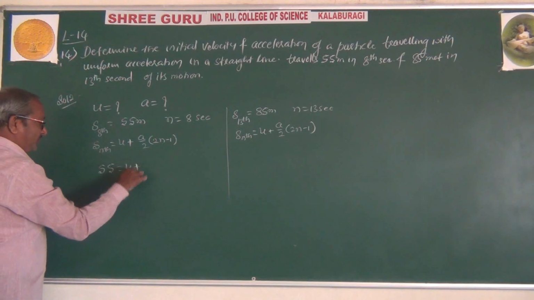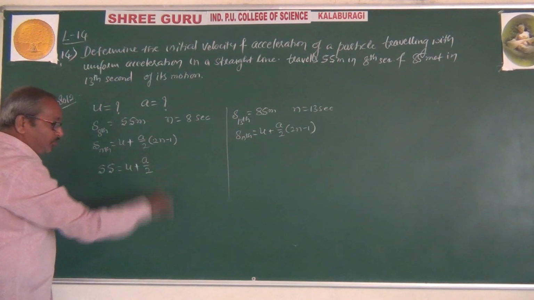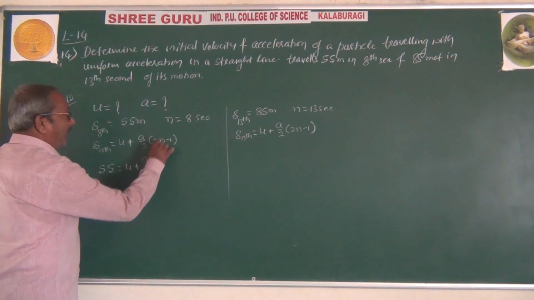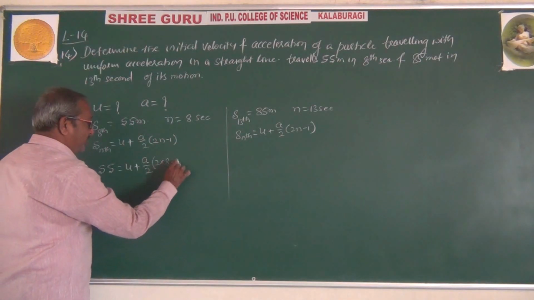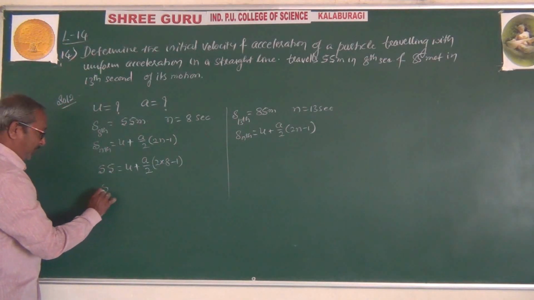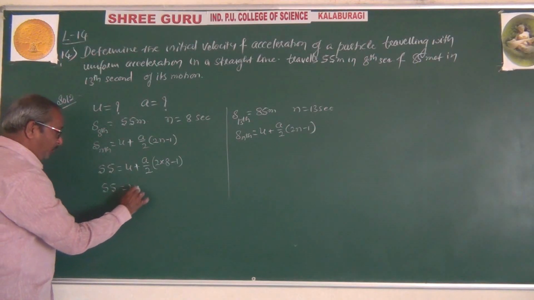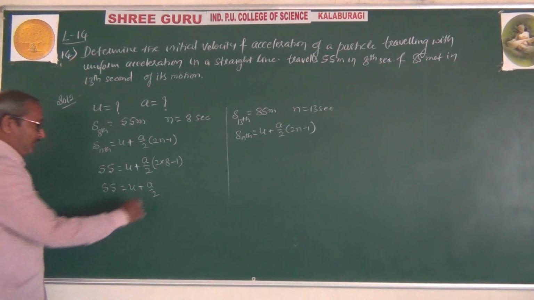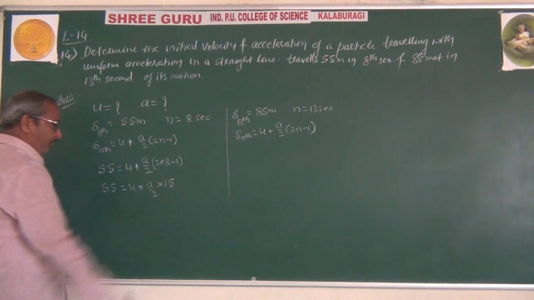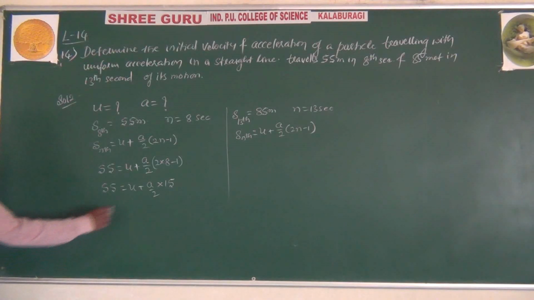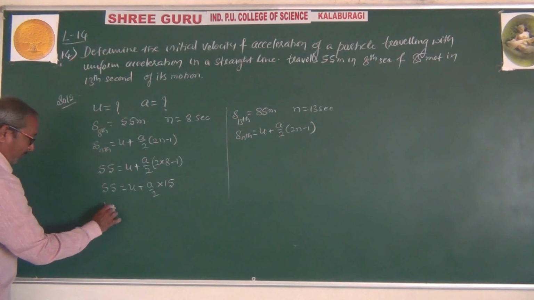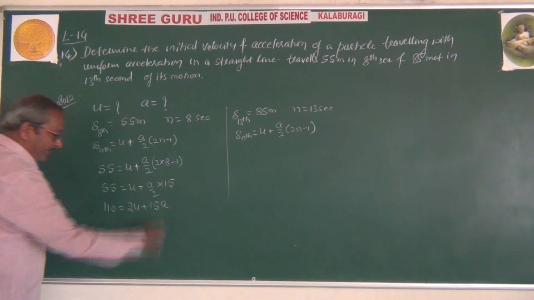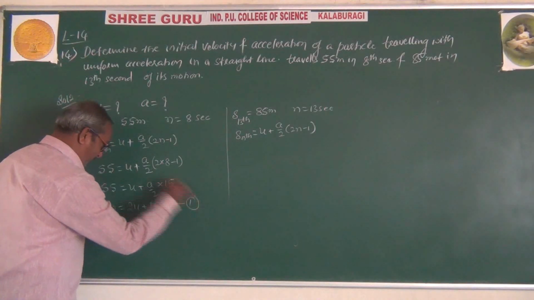Equal to u plus a by 2. We don't know a, keep it as it is, u is also unknown, keep it as it is. u plus a by 2 into 2n, that is 8 minus 1. So 55 equal to u plus a by 2, 2 into 8 is 16, 16 minus 1 is 15. If you want, you can cross multiply this 2 here, we will get 110 equal to 2u plus 15a. This is the one equation.